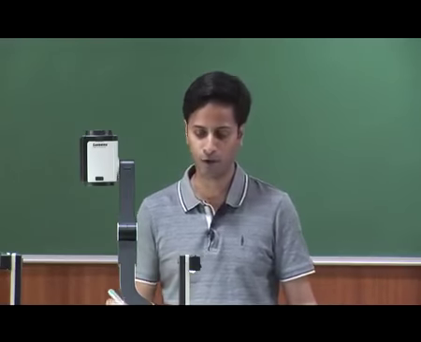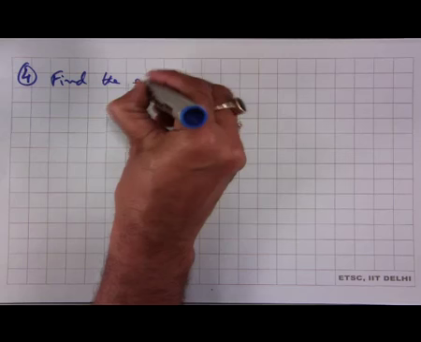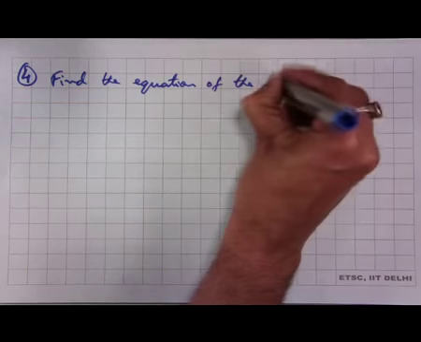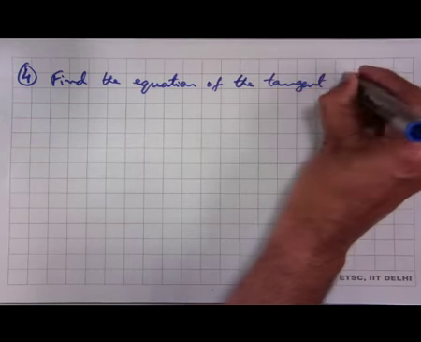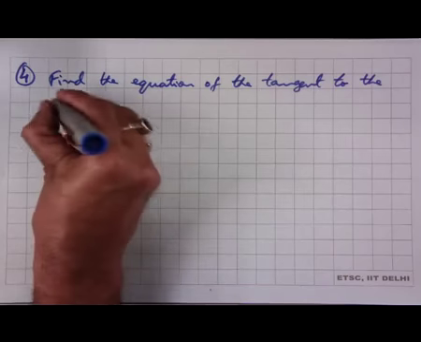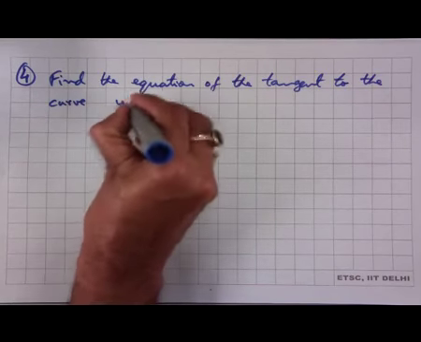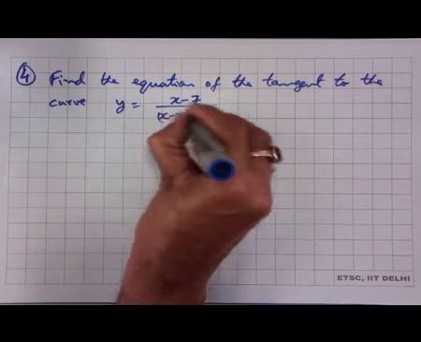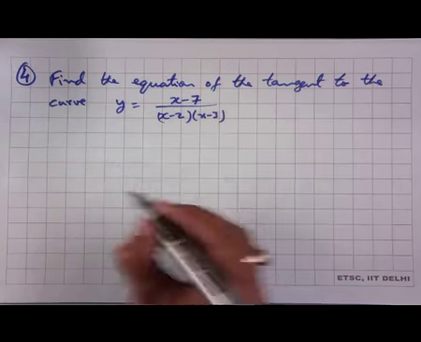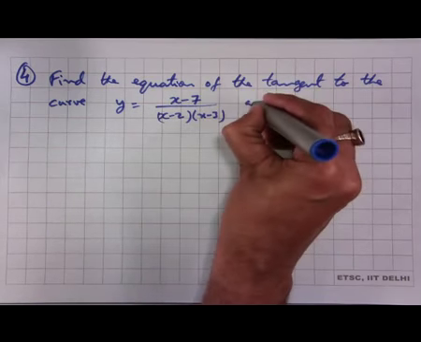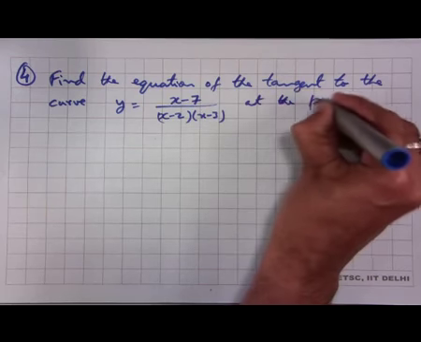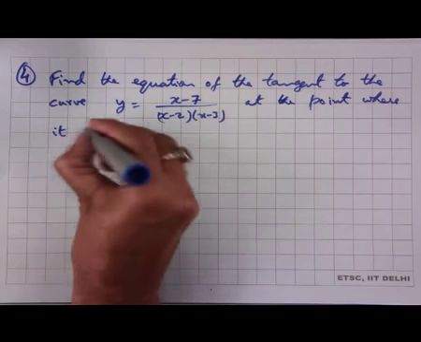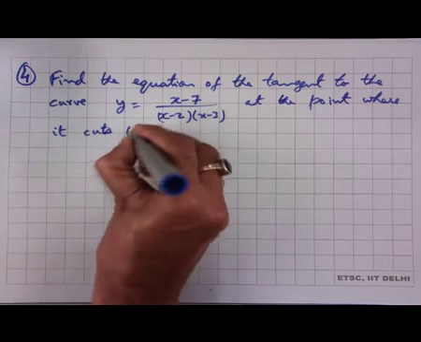Okay, so the next problem: you need to find the equation of the tangent to the curve y = (x - 7) / ((x - 2)(x - 3)) at the point where it cuts the x axis.